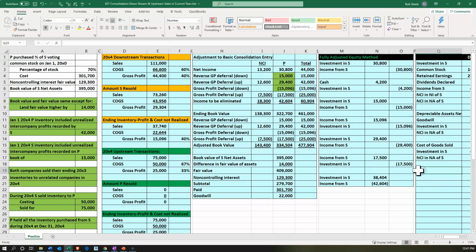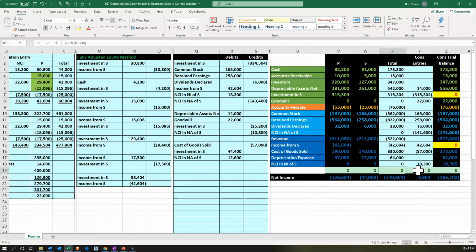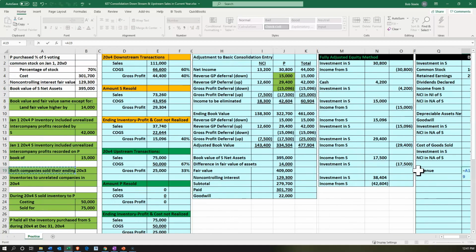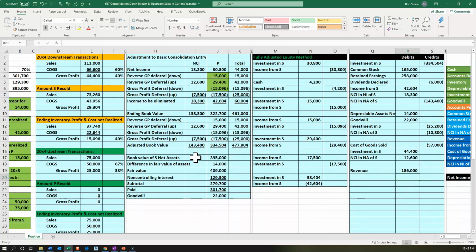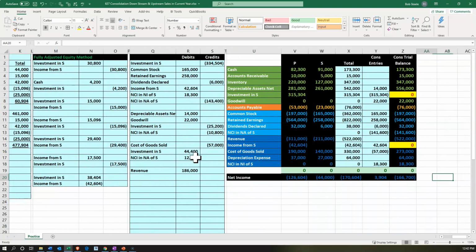So I'm going to go back on over. I'm going to say, all right, well, revenue. I'm going to remove the revenue. Revenue is going to be a debit to remove it, and that's going to be equal to these intercompany revenues that were recorded. That's basically this number plus this number. So that's going to be the downstream and the upstream for 2000X4, the current year that we're talking about. So that's going to be the 186. Then we're going to go to the cost of goods sold.